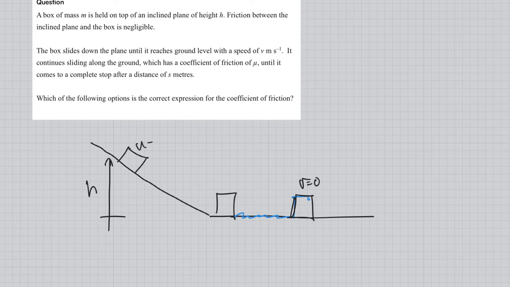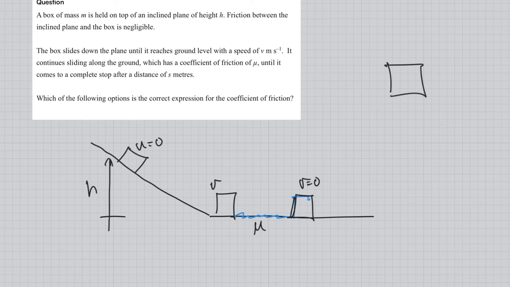Our initial velocity here, because it's held at rest at the top, is 0, but at the very bottom, it has some velocity v. What we're trying to do is look at what is the coefficient of friction during this portion of the motion. So let's first just zoom in on the box as it's moving, right?